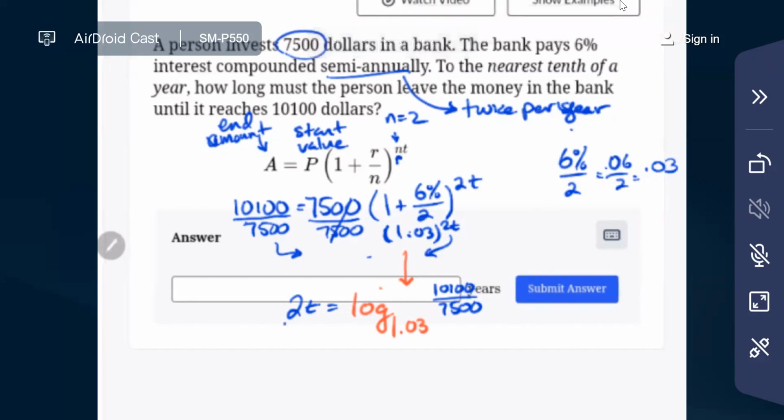But the last thing we need to do is divide both of those by 2. And so now you find the time is going to be equal to that. And I cannot do that in my head, so I'm going to put this into my calculator, the same one that you use. So it says log base 1.03 of 10100 divided by 7,500.